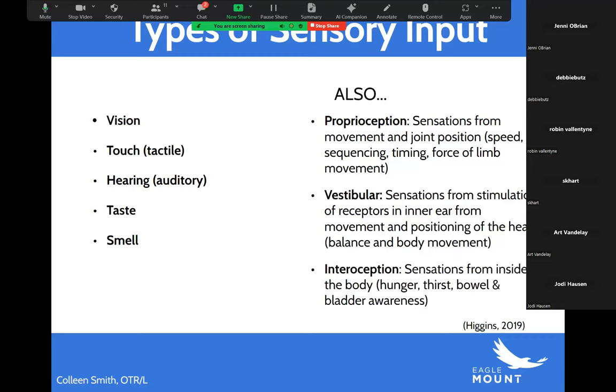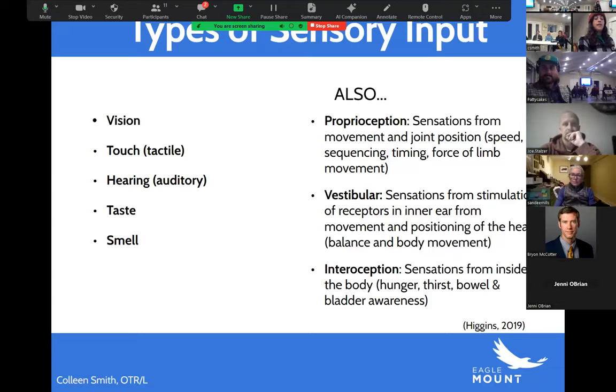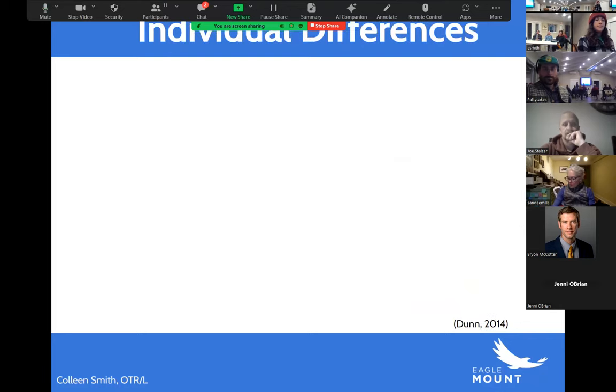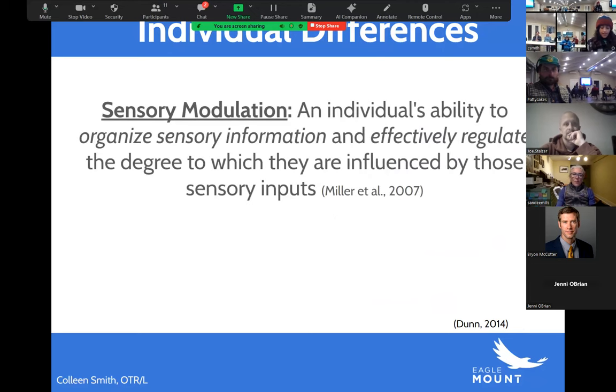And then interoception is a fancy word for anything that's going on inside. So hunger, thirst, bowel, bladder. That is another really important one. We want to address those needs at the beginning of the lesson, hopefully, so they don't come out in the middle as behavior. And then we all have individual differences in how we process sensory input. Modulation refers to your ability to organize that input and regulate it. So we all modulate differently as well.